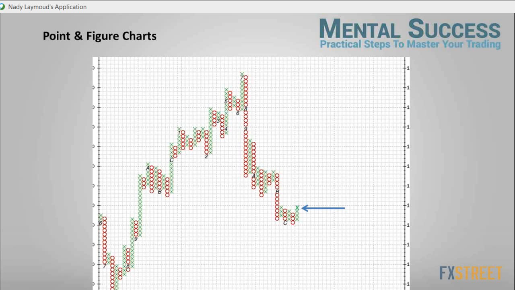So, why was this method called the 3-box reversal method? It was given that name because for a trend change, we need price to travel the distance of 3 boxes before we draw that reversal. So, let me explain.